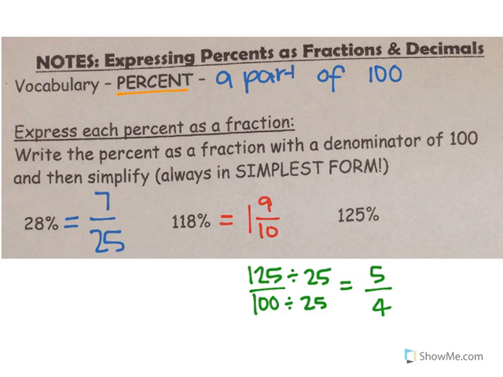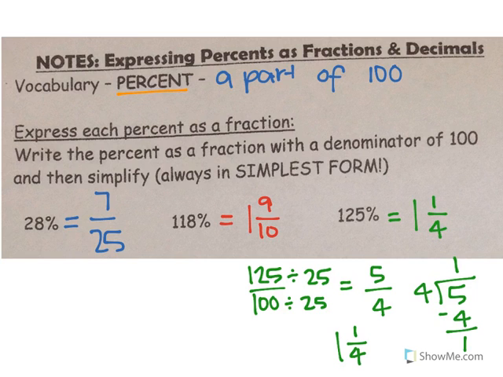So I've simplified, but I still have an improper fraction, which means I need to convert this to a mixed number. So I divide 5 divided by 4. 4 goes into 5 one time. 1 times 4 is 4, so 5 minus 4 is 1. Now my mixed number is 1 and 1/4. So 125% expressed as a fraction is 1 and 1/4.